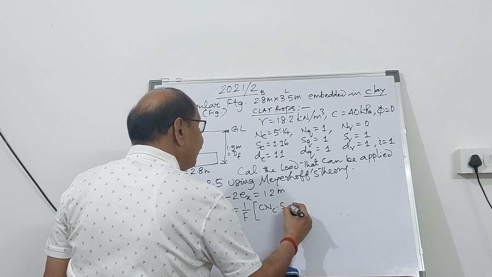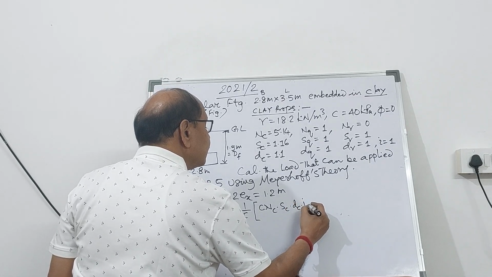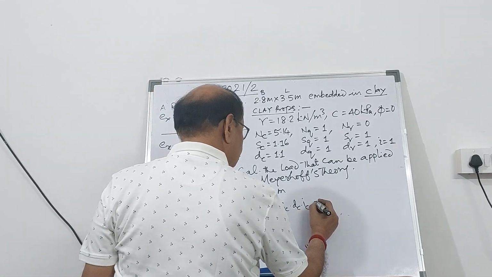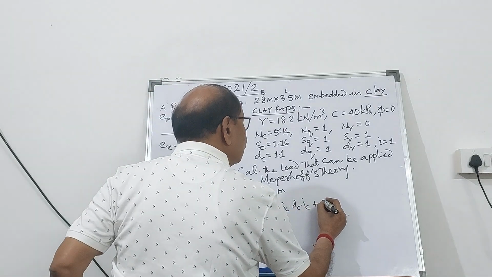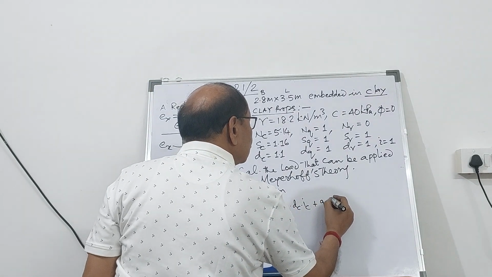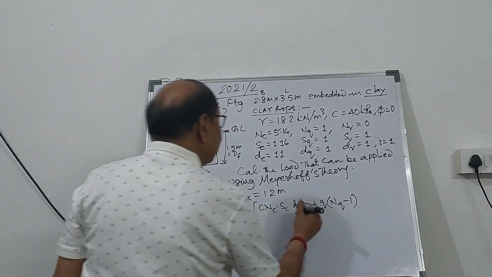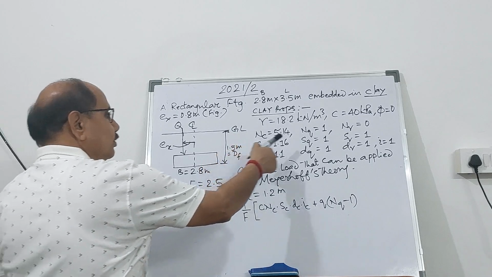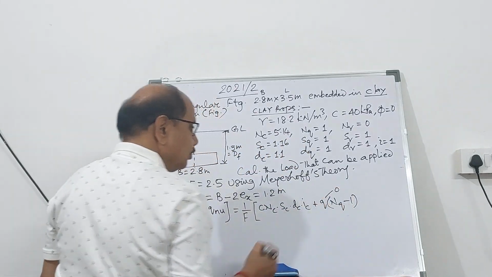into shape factor, depth factor, inclination factor, plus q (Nq minus 1). Now you see what is the value of Nq? Bearing capacity factors are given to you. It is 1. So 1 minus 1 becomes 0. So this term becomes 0.